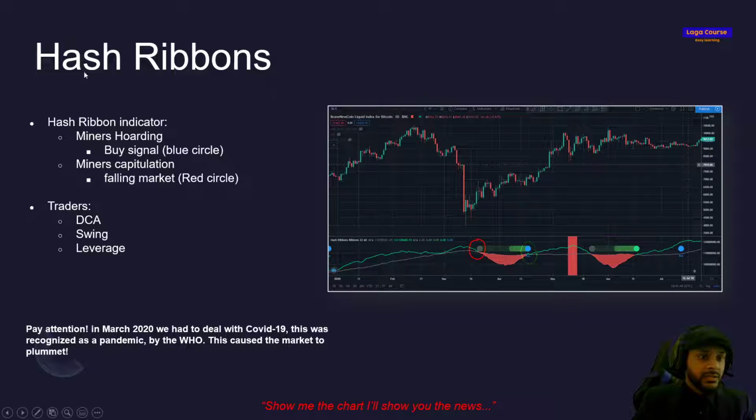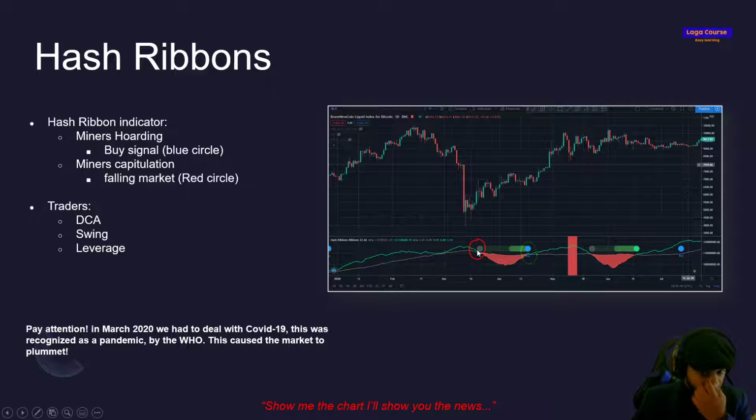The hash ribbon is also an indicator you can apply to the charts on tradingview.com. I'm going to show you that, but first I'm going to explain it. The indicator shows when it's a good time to buy and when it's a good time to sell. When these lines are narrowing toward each other, it's a good sign to sell your position. If you're swing trading or in a leveraged trade, you need to be prepared for what is yet to come.